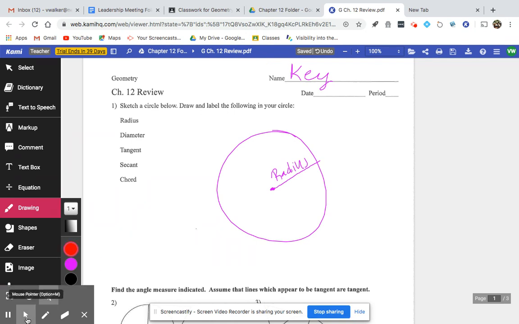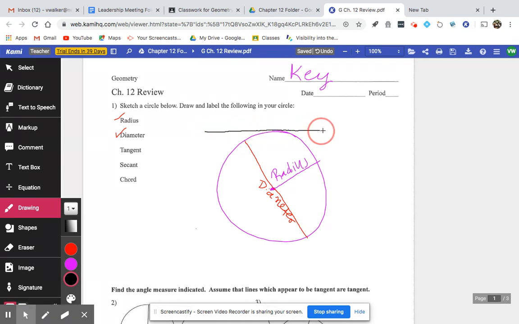And then I'm going to draw a diameter now. That looks something like that. And that's my diameter. Okay. So we've got the radius done. We've got the diameter done. Let's do a tangent. Maybe I'll do black. Do my best here. So there's my tangent, and I say it touches right there.